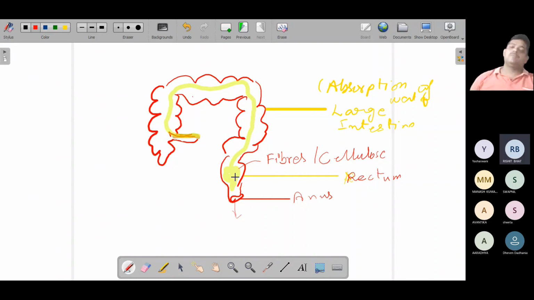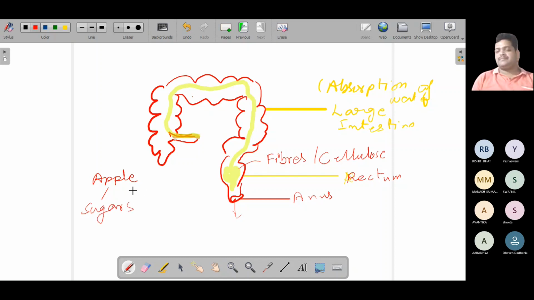Sir, some food has fiber already. All the food has fibers. Okay, suppose I am talking of an apple. Your apple has sugars. That is why it is sweet in taste. Apple has iron in it. It has some other minerals also. Then what is the basic material of the apple? These are your fibers.